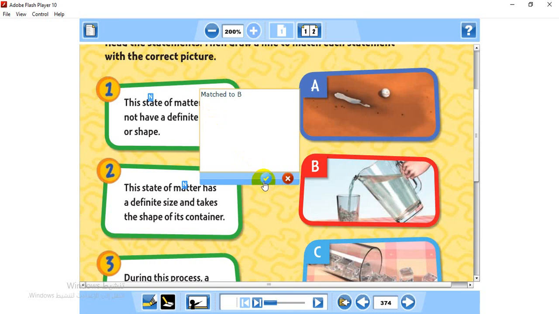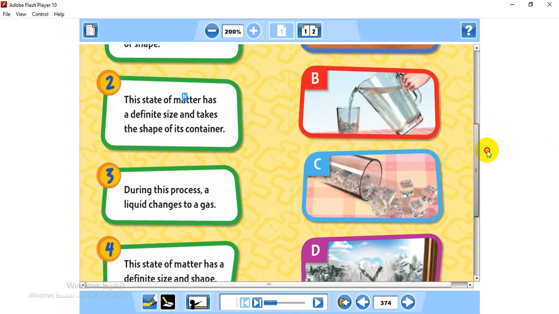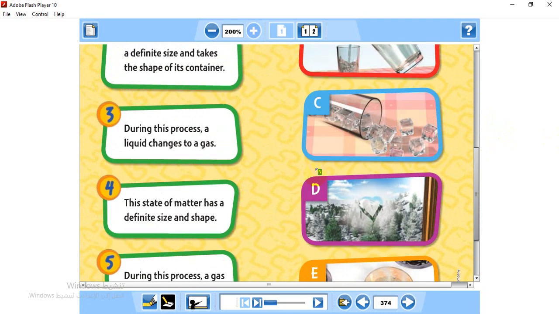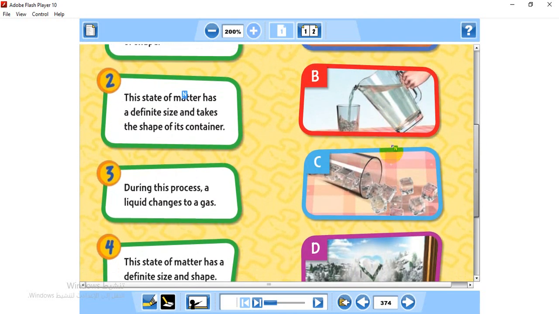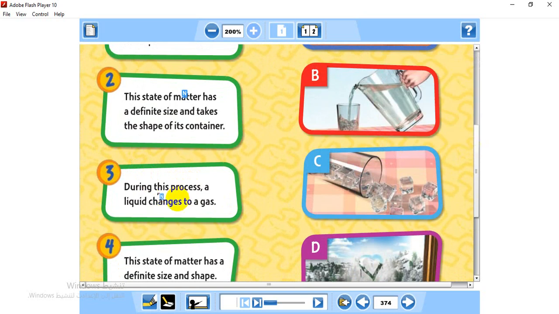Okay, now we finished number 2. Now let's go to the third one. During the process a liquid changes to a gas. Okay guys, during this process a liquid changes to a gas. Which process do we mean, guys? Number 3 is related to what, guys?